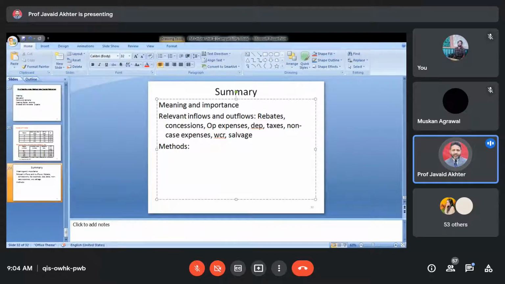What adjustment do you make with respect to outflows? Can you recall? What adjustments do we need to make in outflows? Rebates and concessions. Correct, rebates. Very good. What do we need to do in case of inflows? Operating expenses, depreciation and taxes. Correct. Other than that, salvage value, working capital recovery.